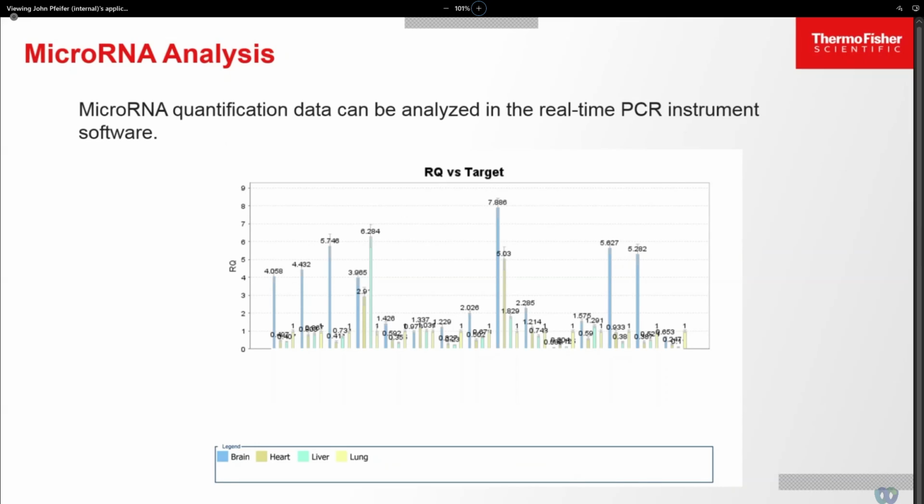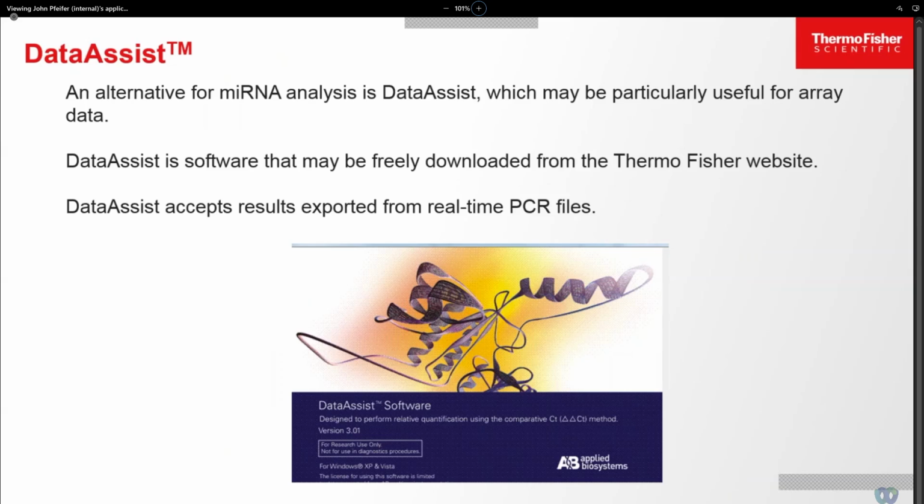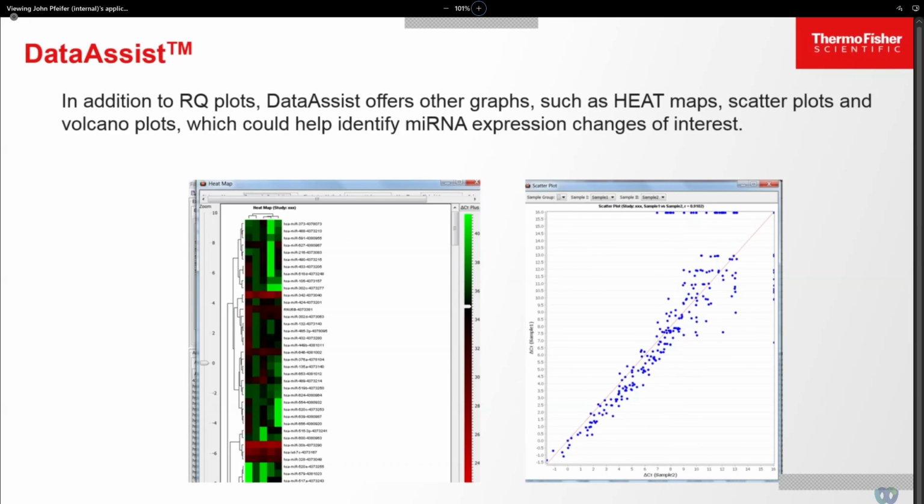So microRNA quantification data can be analyzed in the real-time instrument software. So the software does have delta CT built into it. But we also have free software that can be downloaded from our website that can have a few additional features for group-based analysis that might be of interest. One is called DataAssist, and DataAssist may be, in fact, particularly useful for array type of experiments. Again, it's free software. The way this works is one would export the results from the real-time file and then bring that into DataAssist. And DataAssist offers a number of plots in addition to the RQ plot. There's graphs like heat maps, scatter plots, volcano plots. Could be interesting.